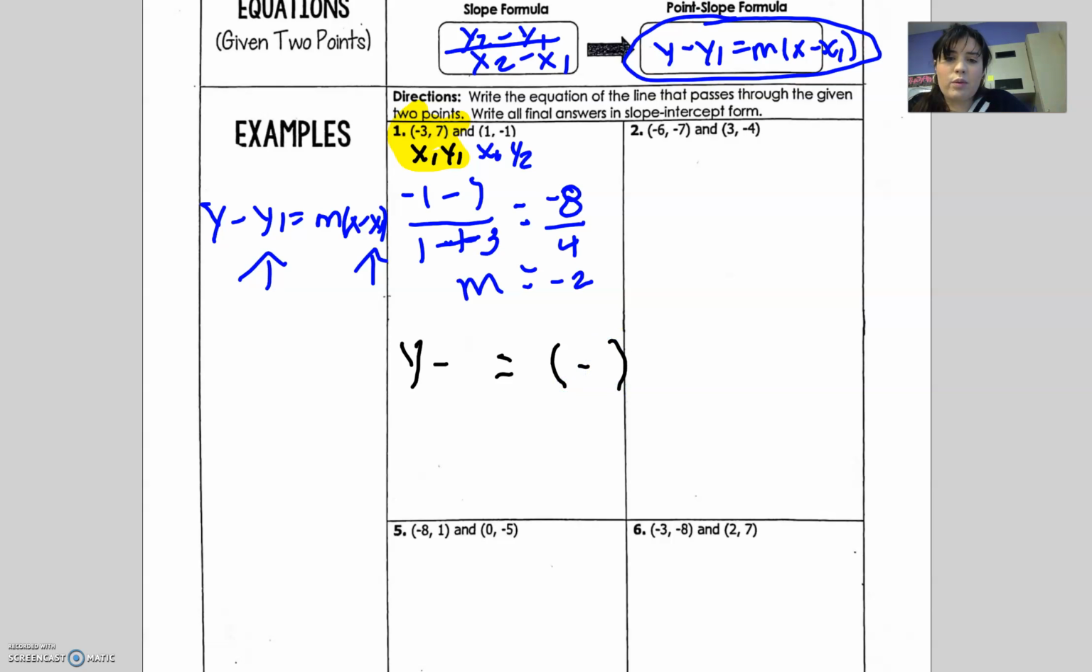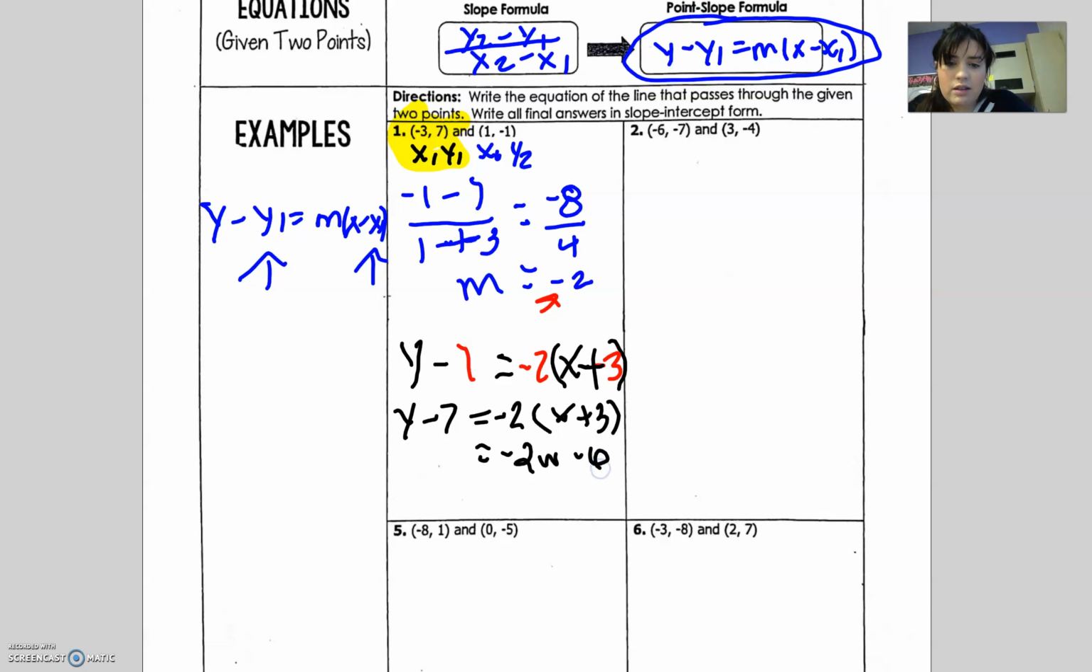Okay, so our y1's the first thing we stick in, that's 7. Then we have m, which is negative 2 from right there. And then we have x minus x1, which is negative 3. Okay, we have that x here. So now I'm going to rewrite it. We got y minus 7 equals negative 2 times minus minus makes x plus 3. Okay, all we're doing is distributing and solving. So we got negative 2x minus 6 equals y minus 7.